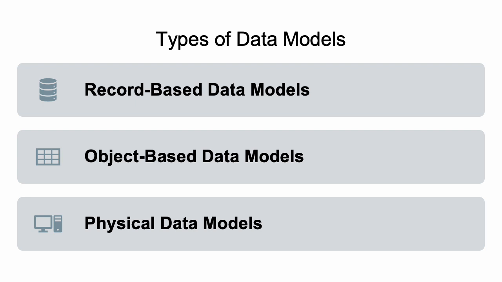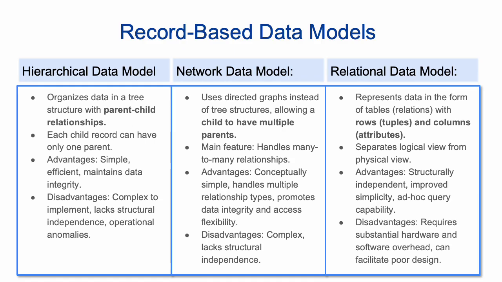Now let's check the types of data models. First one is called record-based data models, then object-based data models, and the last one is physical data models. We will break them down one by one in the next slide. In terms of record-based data models, it's divided into three types: the hierarchical data model, the network data model, and the relational data model.